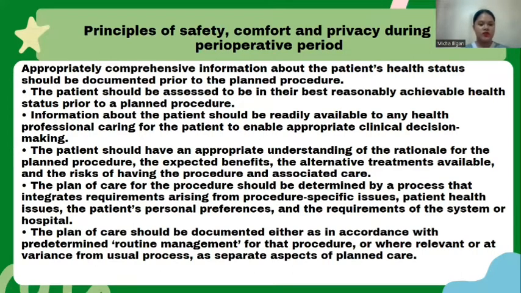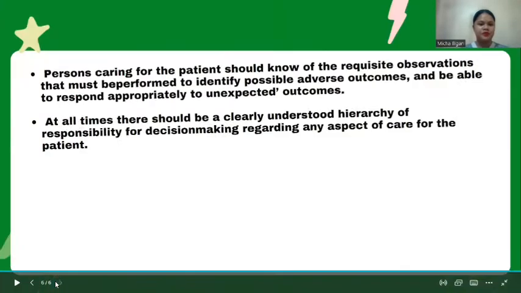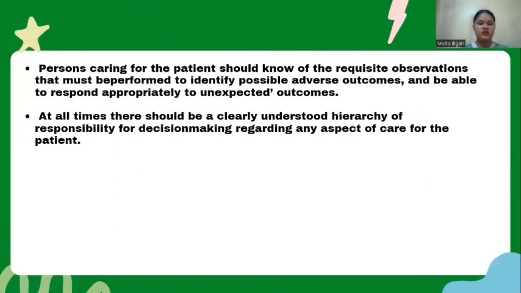And the plan of care for the procedure should be determined by a process that integrates requirements arising from procedure-specific issues, patient health issues, the patient's personal preferences, and the requirements of the system or hospital. The next is the plan of care should be documented either in accordance with predetermined routine management for the procedure, or, where relevant, as variance from the usual process as separate aspects of planned care. And the person caring for the patient should know of the requisite observations that must be performed to identify possible adverse outcomes and be able to respond appropriately to unexpected outcomes. And for the last, at all times there should be a clearly understood hierarchy of responsibility for decision making regarding any aspect of care for the patient.